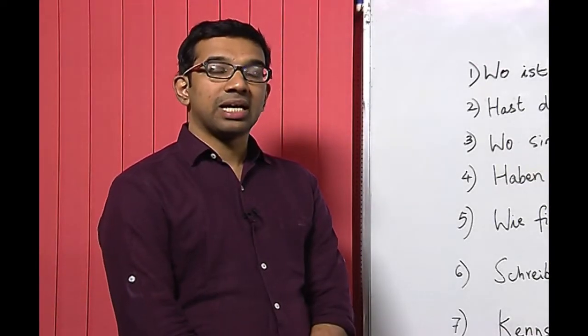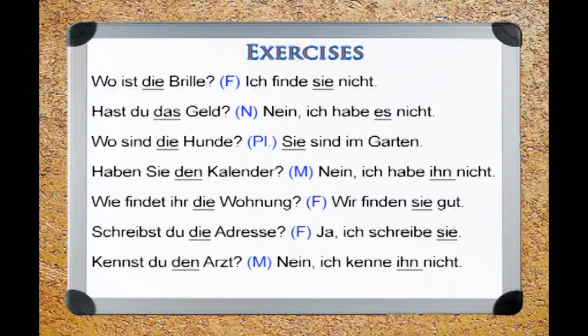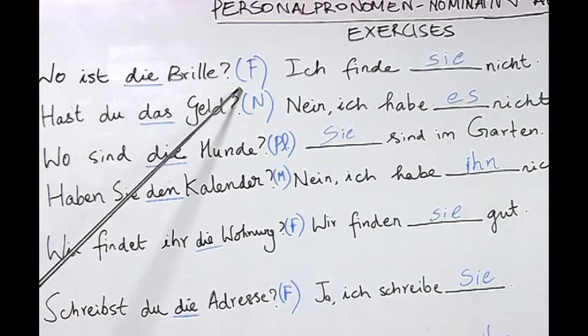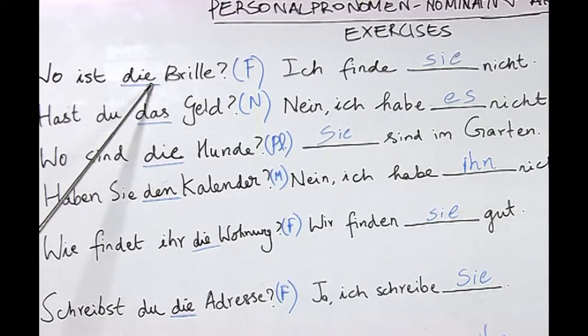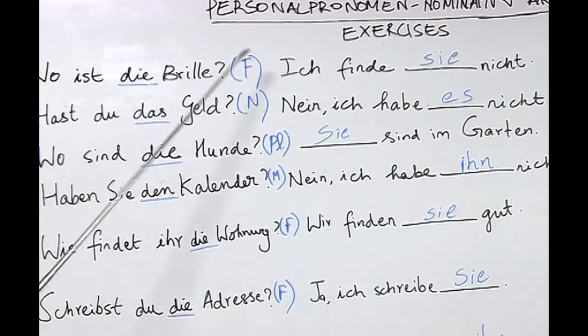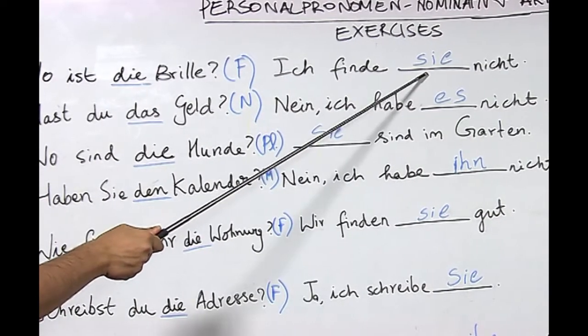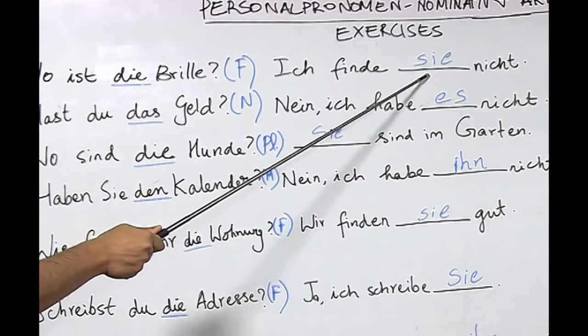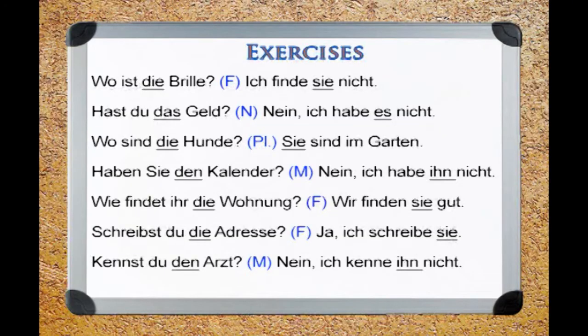Now, let us look at the answers given by the student. Wo ist die Brille? This word might be new for you. The word Brille means spectacles. Die Brille. Ich finde sie nicht. As you can see, the student correctly identified that here the noun form Brille carries the article die, therefore it will have the pronoun sie in accusative. The answer is correct. Now, let us look at sentence number 2.